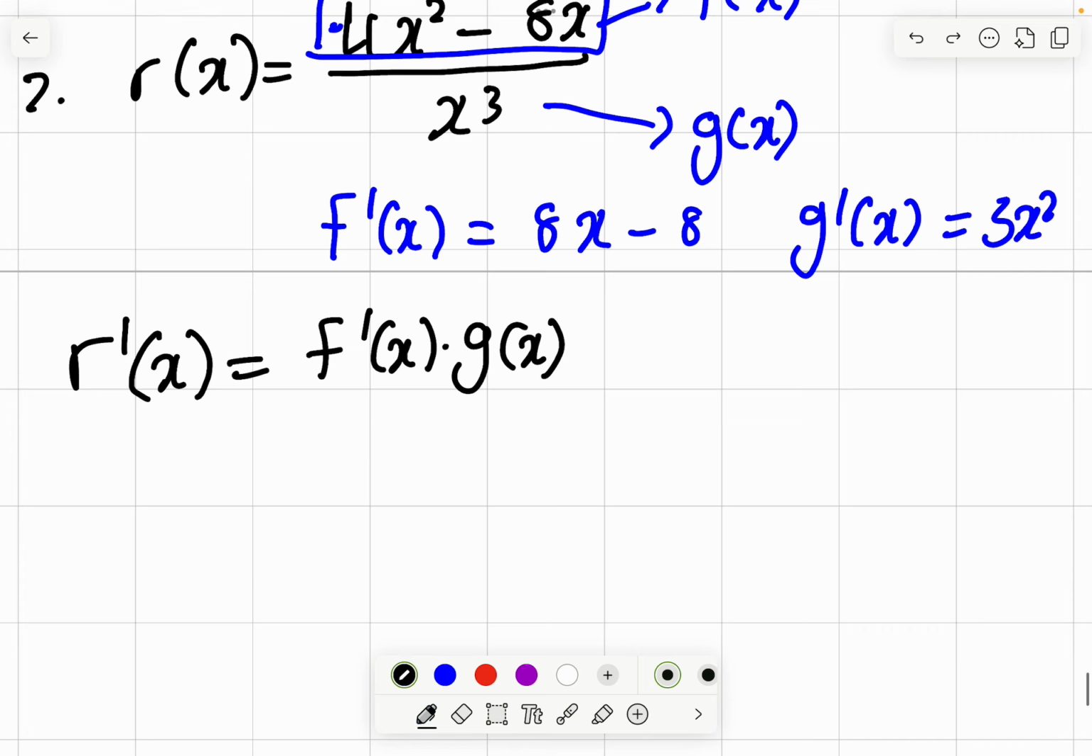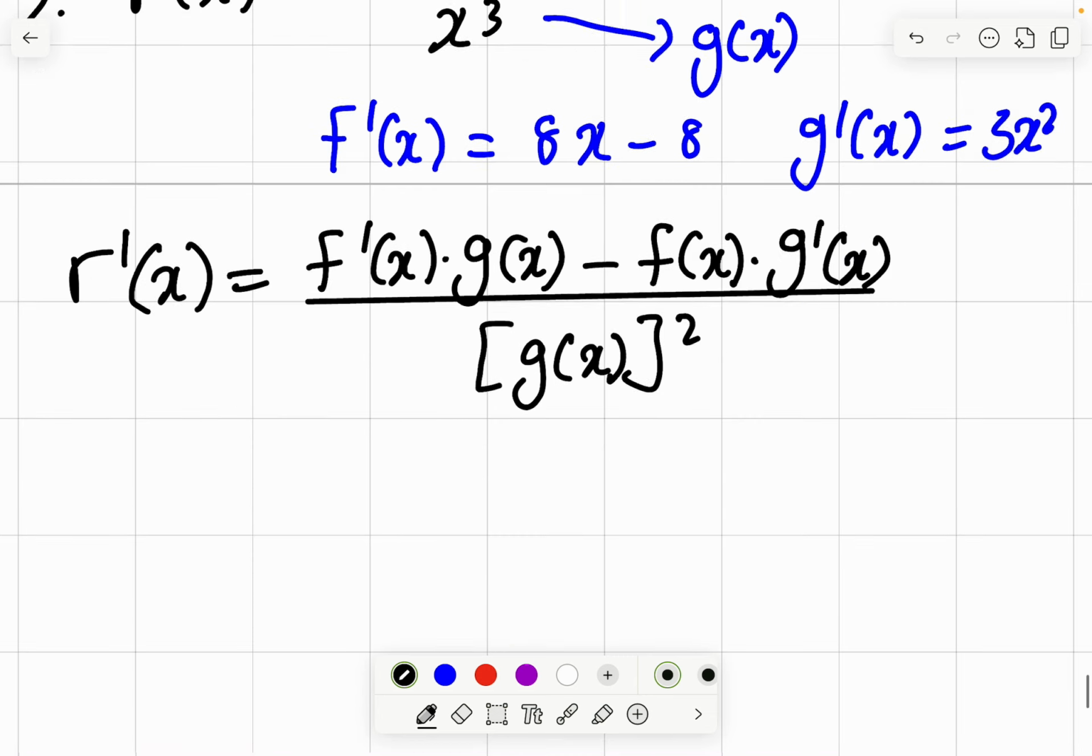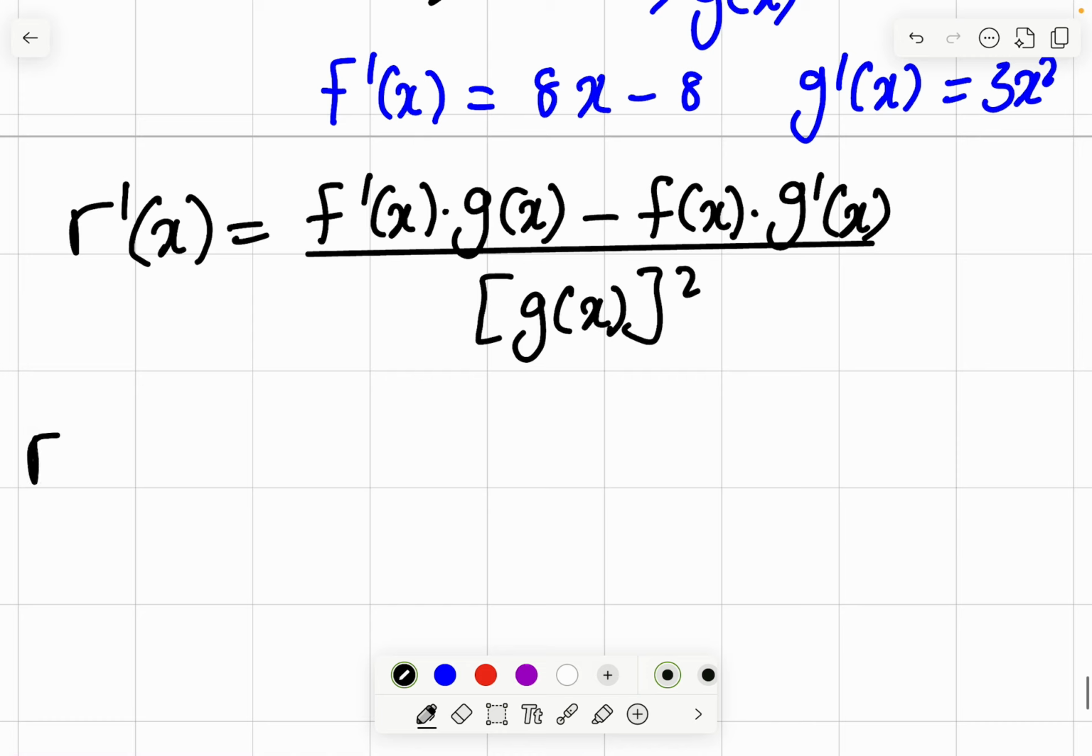Right? So we're going to say what? Minus what? We keep the second function. Therefore, we derive what? The second function. Therefore, we divide by what? We divide by the one that is in the denominator only. We square it. Right? So meaning our r prime of x is going to be what?